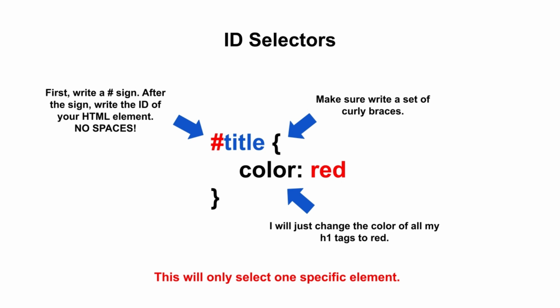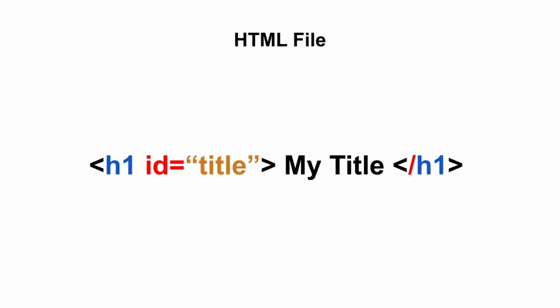The ID selector only selects a specific element by its unique ID. The ID is unique to the element, meaning no two elements can share the same ID. It's like your social security number. To write your ID, go to your HTML file and write an ID attribute inside your open tag. After the main keyword of the tag, write ID all lowercase followed by an equal sign and a set of quotes. Inside the quotes, just write a random ID. You can write whatever you want. I will just write title.